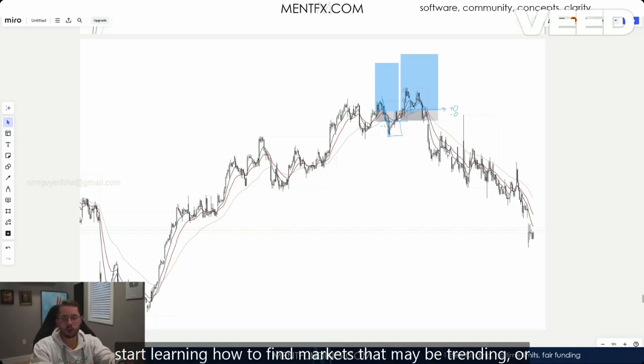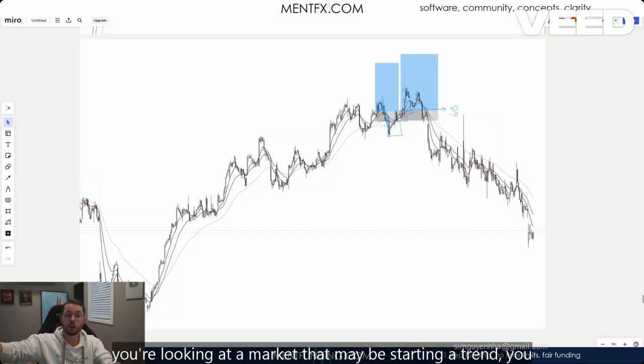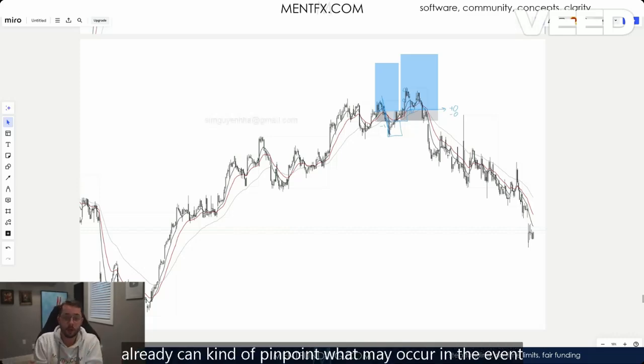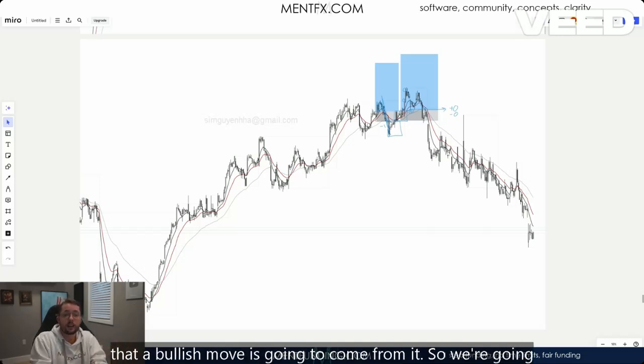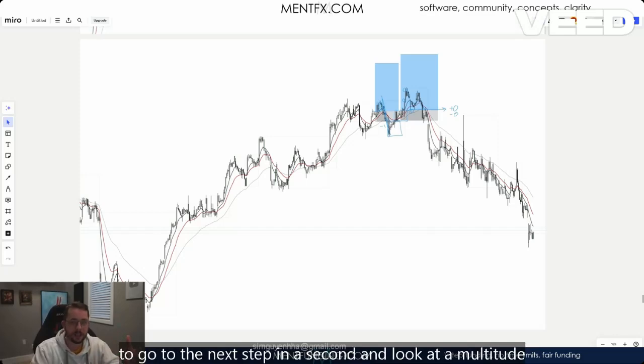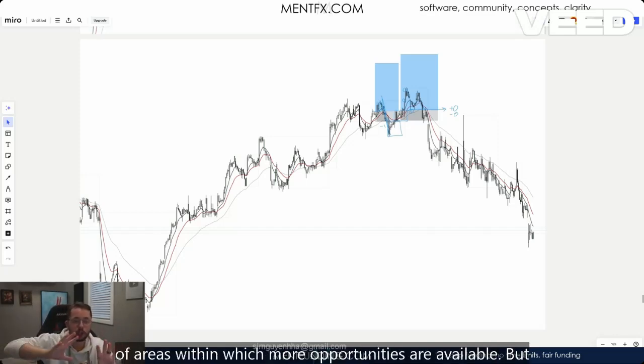So by the time you start learning how to find markets that may be trending, or you're looking at a market that may be starting a trend, you already can kind of pinpoint what may occur in the event that a bullish move is going to come from it. So we're going to go to the next step in a second and look at a multitude of areas within which more opportunities are available.